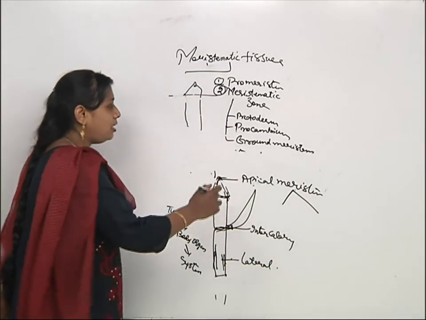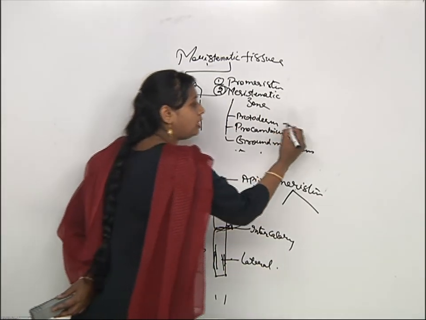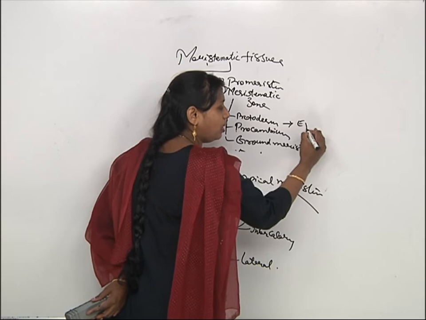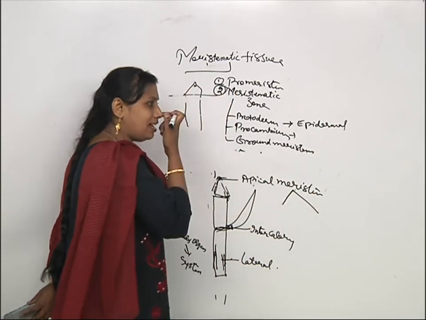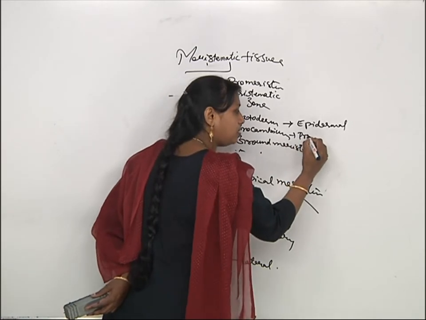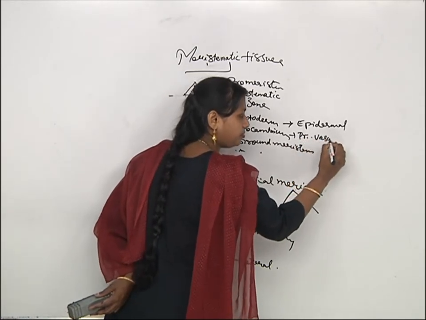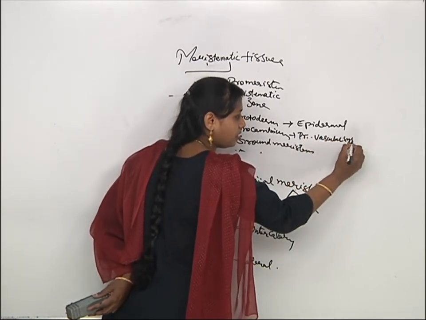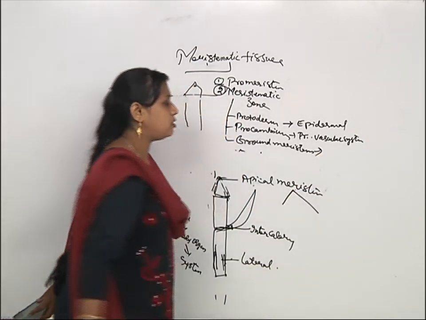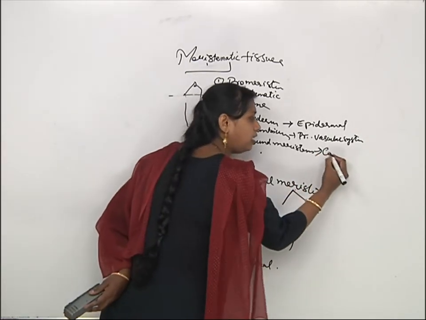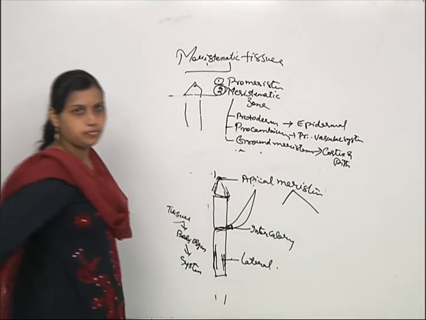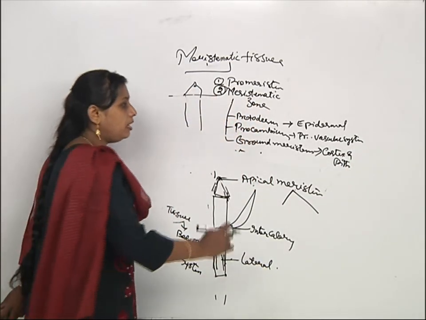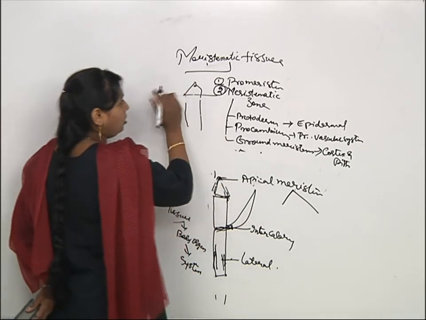Okay, protoderm, procambium and ground meristem. Protoderm will ultimately give rise to the epidermal tissue system. Procambium will give rise to the primary vascular tissue system, and ground meristem, as we all know, will give rise to the remaining cortex and pith. Okay. Now, this is about apical meristem.